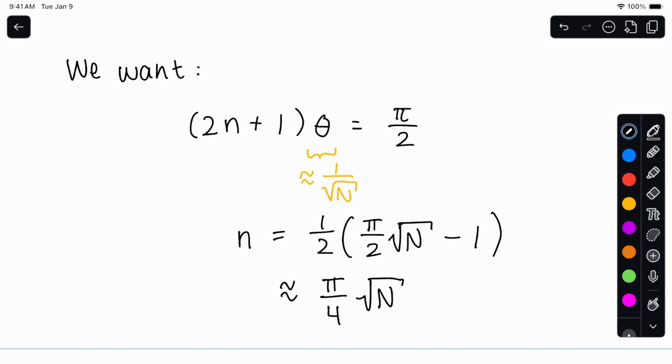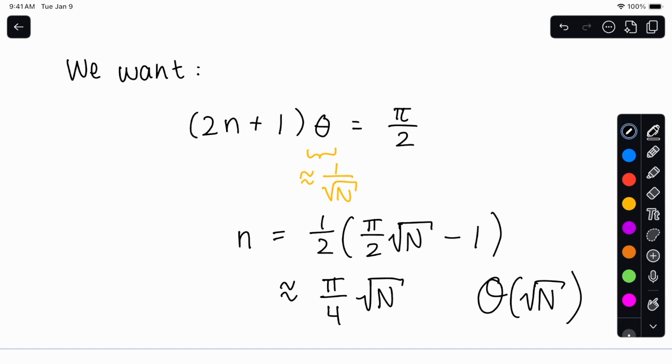So I just want to emphasize here that this algorithm is going to require order root n queries. Classically, we saw that for an unsorted list with linear search, the best that we can do is order n, and here we've shown we can do it in order root n.